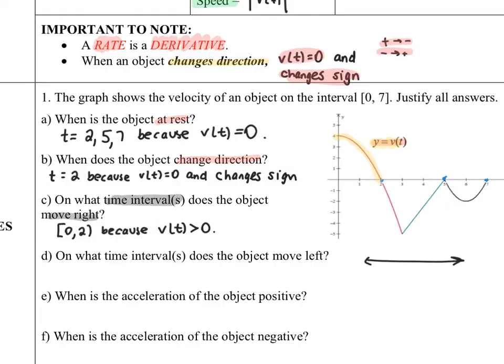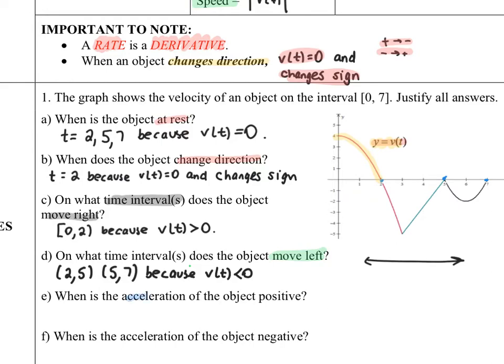The next question is a leftward movement, so where does the object move to the left? I know that's going to happen when my velocity graph is less than 0. So all these places below the x-axis is what I'm going to go for right here. And actually at the 5 and the 7, I'm equal to 0, so I don't want to include those. So my intervals are from 2 to 5, and then I pick up after the 5 and go to 7. And again, the way I don't include those points on the x-axis is by putting parentheses on my intervals.